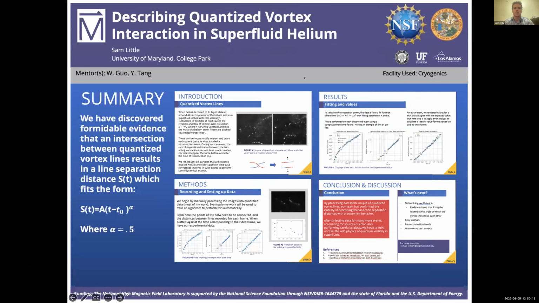This summer, I spent some time working on a project describing quantized vortex interaction in superfluid helium. Basically, we found formidable evidence that an intersection between quantized vortex lines results in a line separation distance, which fits the form of a power law. So I'll explain a little bit about what all this means.